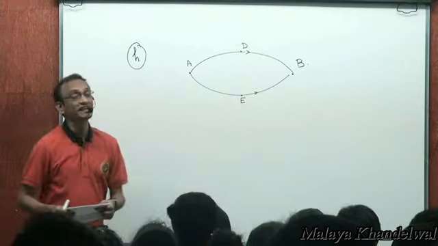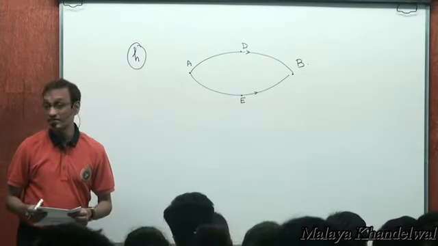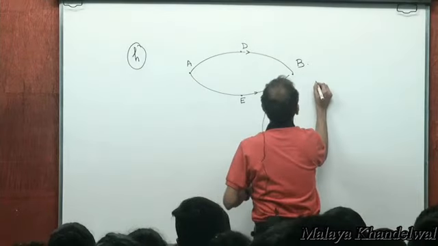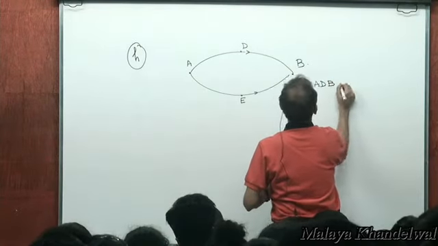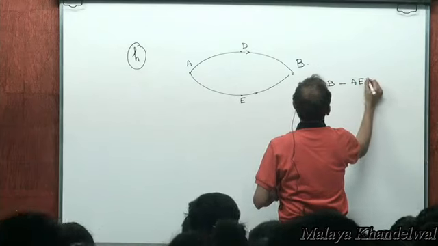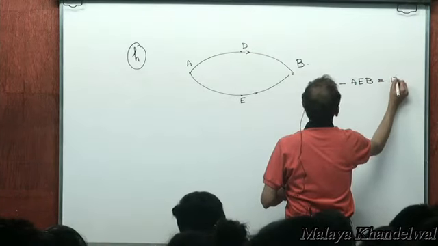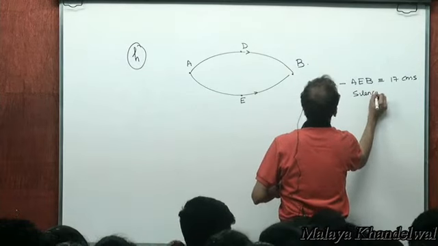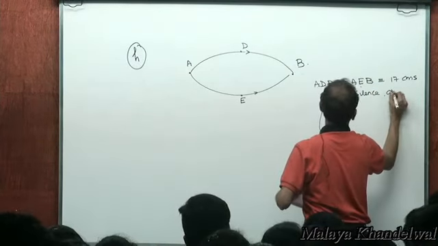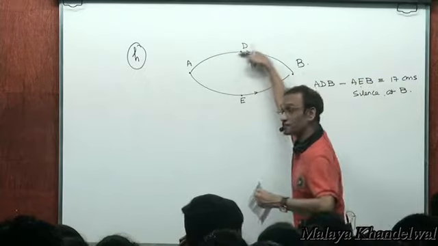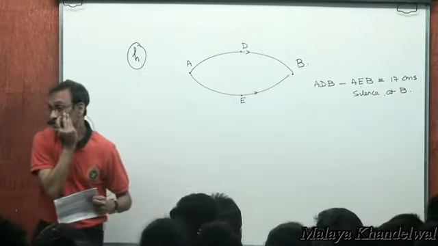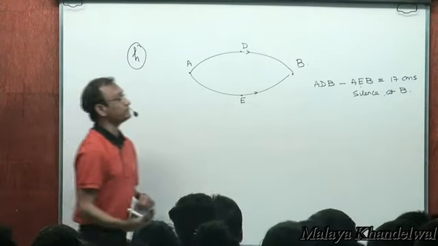When ADB is greater than AEB by 17 centimeters, if ADB minus AEB is 17 centimeters, then what results is silence at B. There is interference, right? There is destructive interference.